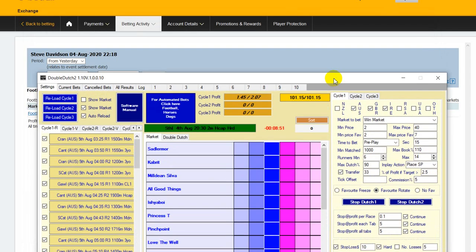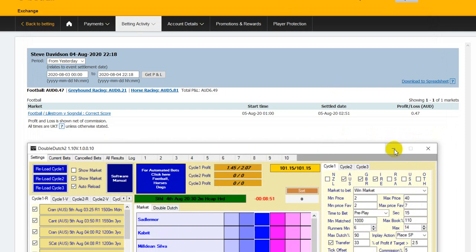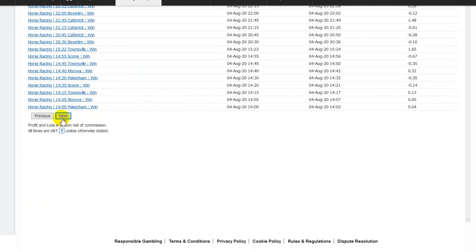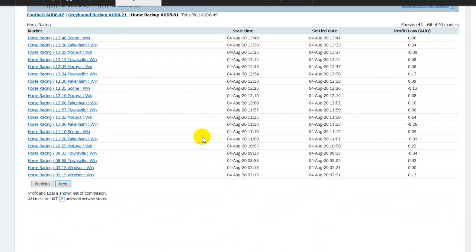Okay, now the other thing which I want to show you is, let me show you what the Betfair account looks like. So I'm just showing you our testing account, and the 4th of August, which is like yesterday, because the time in Australia has already moved. It is the 5th of August here. But if you see, 5.8 Australian dollar profit.